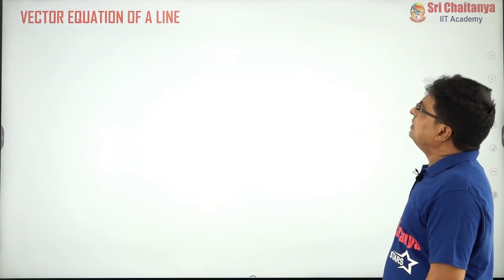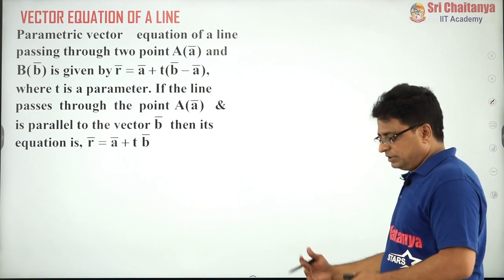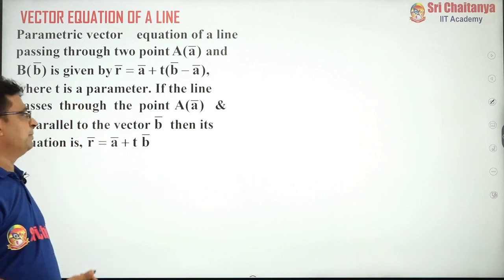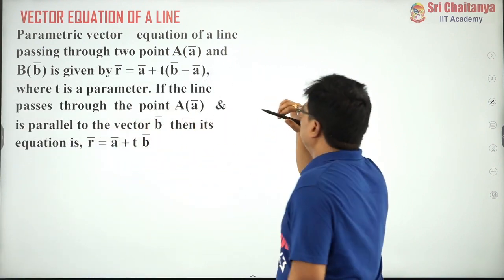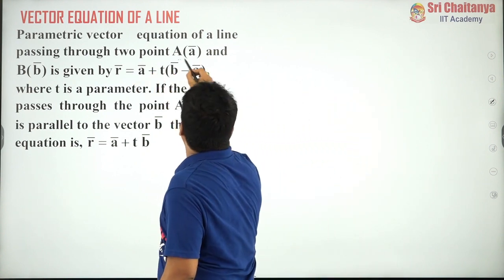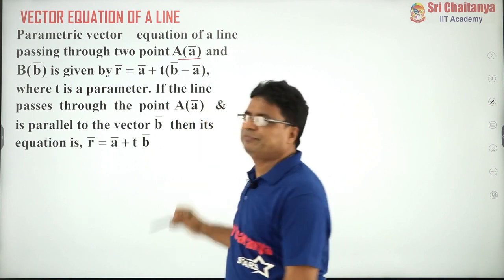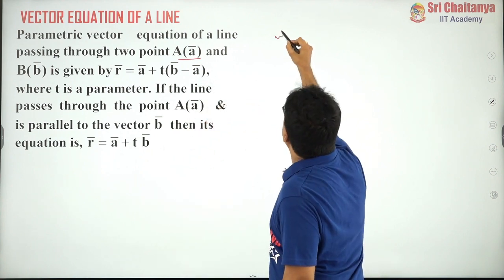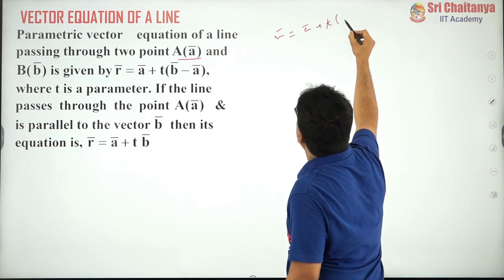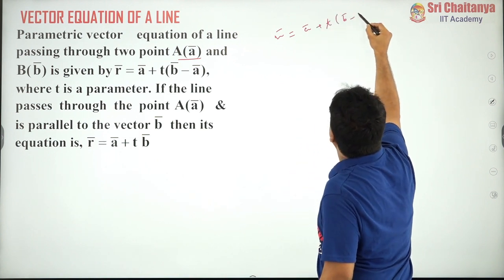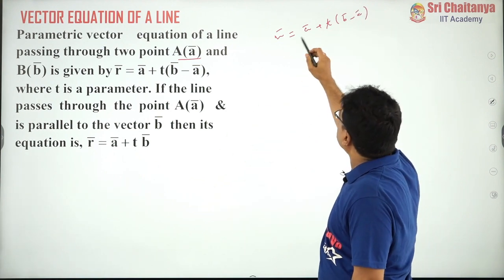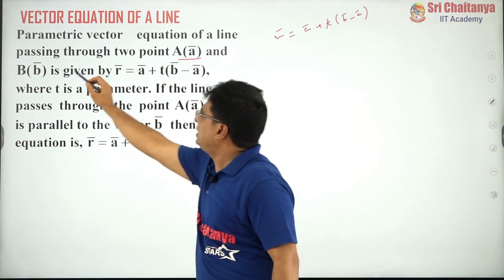And next, the vector equation of a line, that we are finding. First read the statement properly. The parametric vector equation of a line passing through the 2 points capital A bar and capital B bar is given by r bar is equal to a bar plus t into (b bar minus a bar). This is called the parametric equation of the line, and this is the equation of the line passing through the points A bar and B bar.